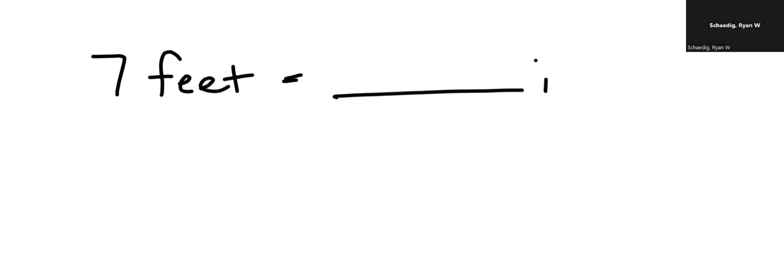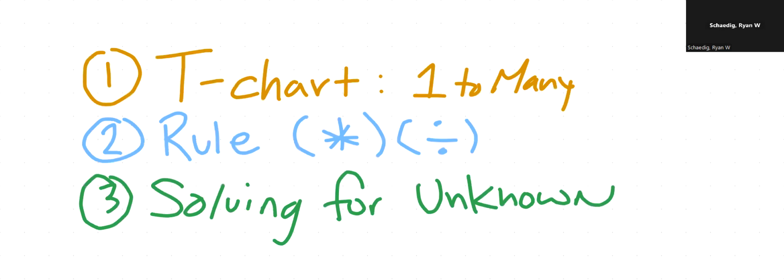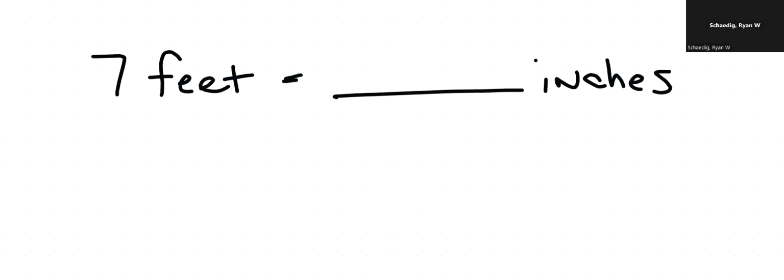Let's go ahead and start today with 7 feet, and we want to know how many inches we would have. So again, mixer style, we just need to break down what we know. Step 1, go back to our steps. Step 1, make a T-chart and find the one-to-many. So let's do that.